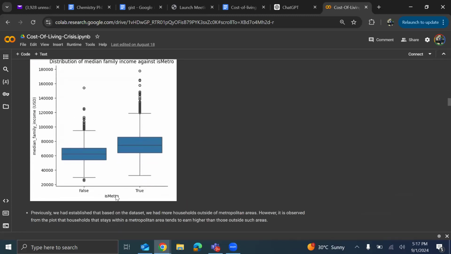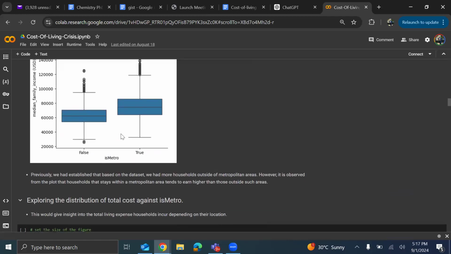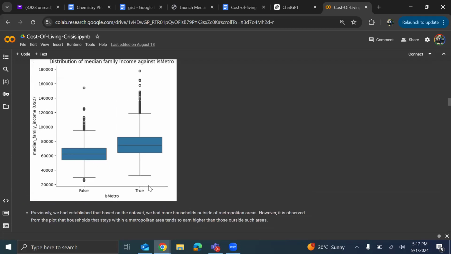For example, we're looking at whether it is a metropolitan area against the median family income. What this tells us, as I explained here, is that we had more households outside of metropolitan areas. However, households within metropolitan areas tend to earn higher. The median family income in metropolitan areas tends to be higher, while in non-metropolitan areas it tends to be lower. You can see that.